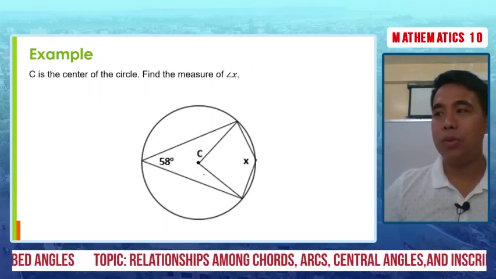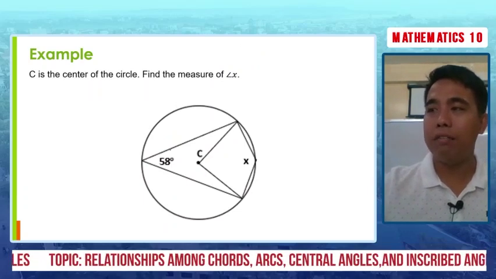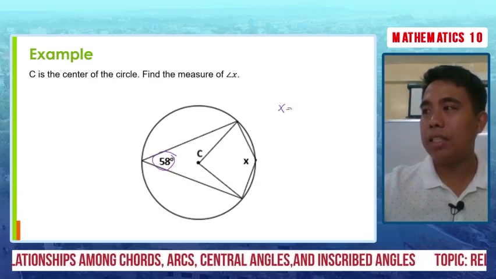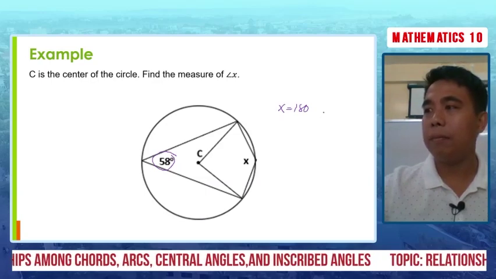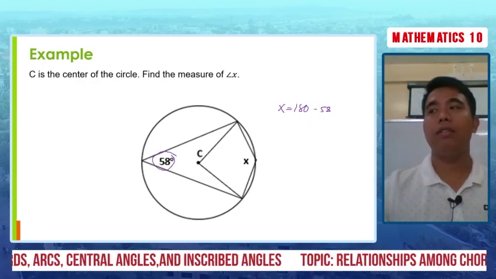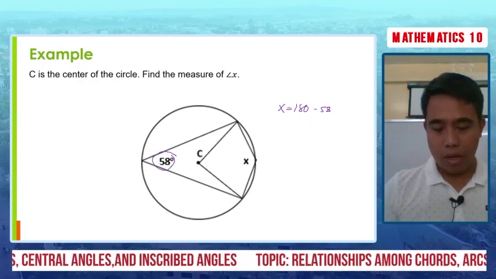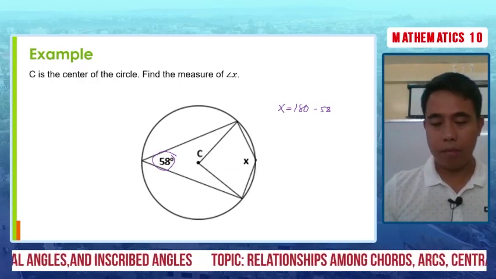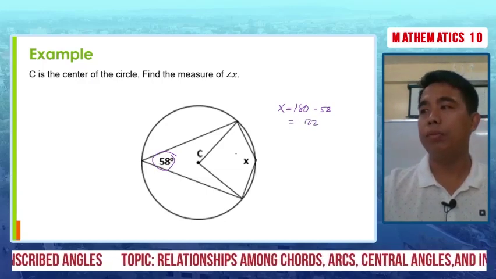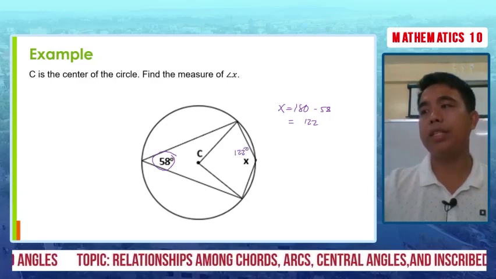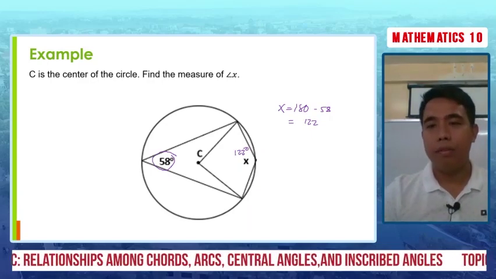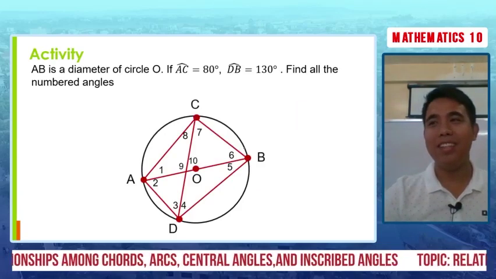Now, let's proceed to an example of that. If this is 58, to find x you just do 180 minus 58. 180 minus 58 is equal to 122 degrees. That's all there is to it. Do you have questions? None so far?